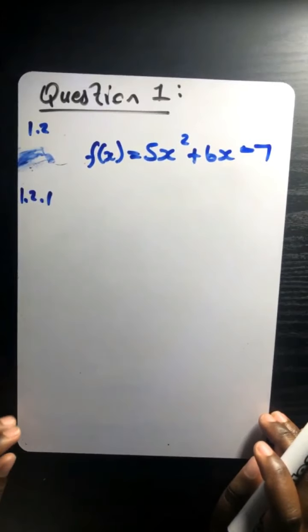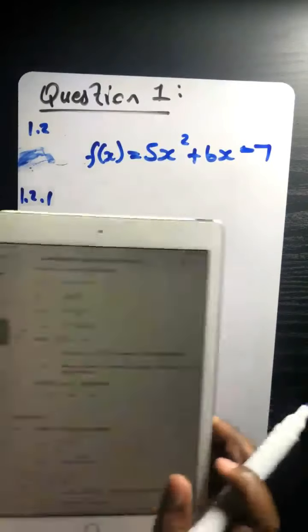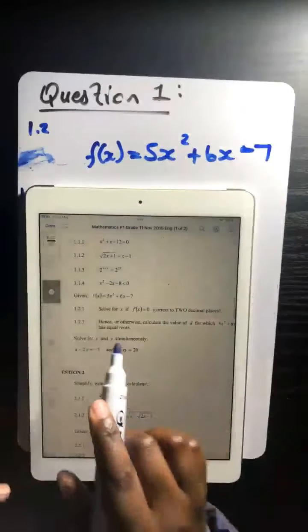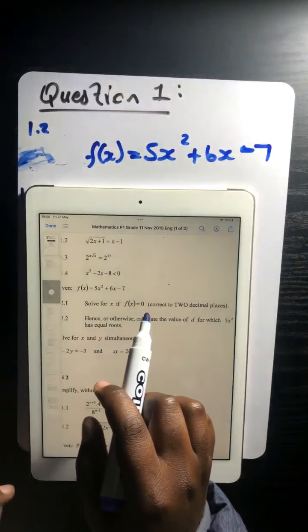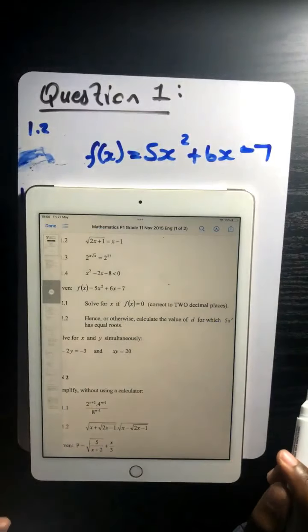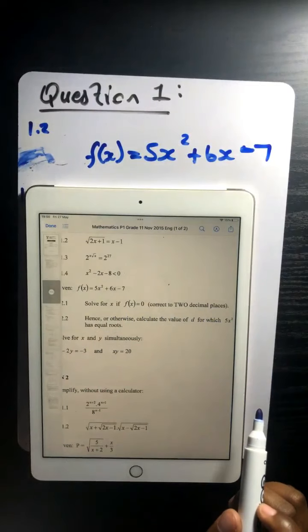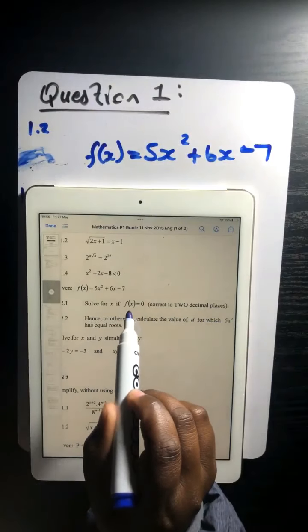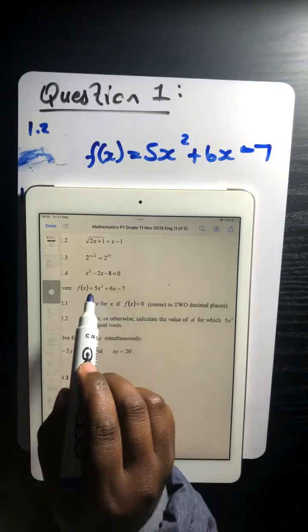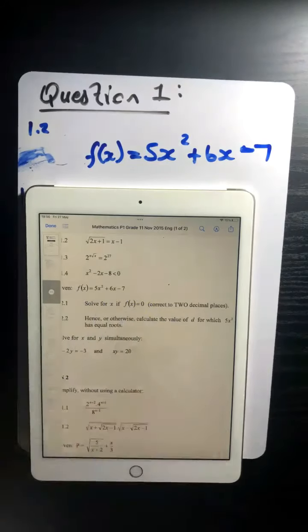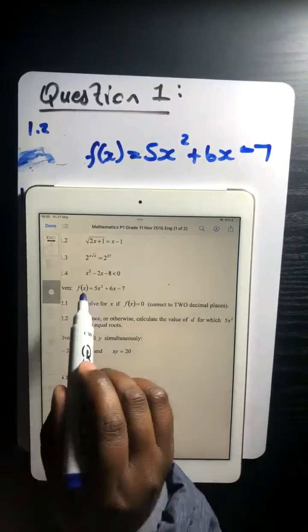The question says solve for x if f of x is equal to 0, correct to 2 decimal places. It's not always that the examiner will say f of x is equal to 0. If they say it's equal to 8, you equate the whole of this to 8. But in this case, because they said 0, you equate it to 0.